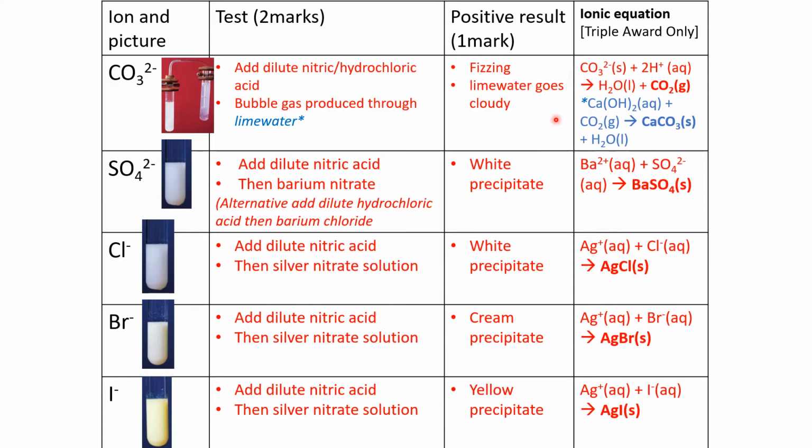If you're triple award, you also need to know the ionic equation, and in bold here I've put the formula of the solid or the precipitate which is formed, but also the gas as well in the carbonate that's formed. The ionic equations are really easy once you know what the solid or the precipitate is that you're forming, and then you can work backwards.